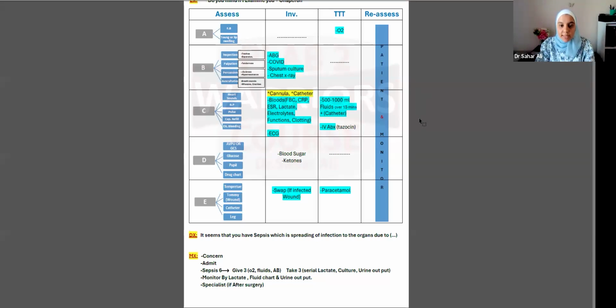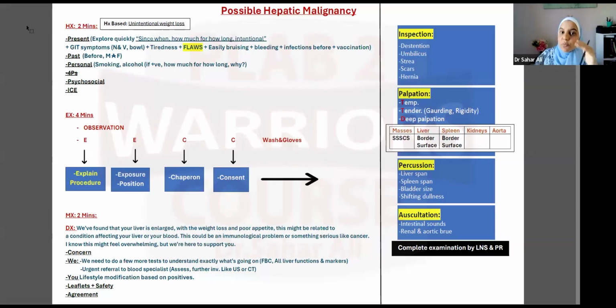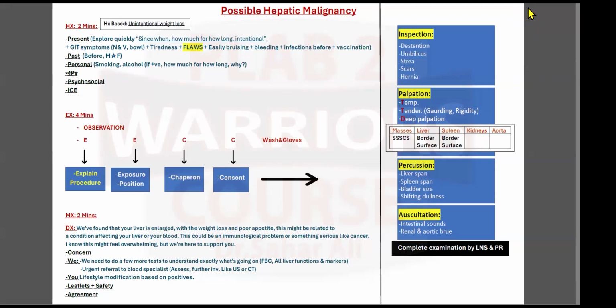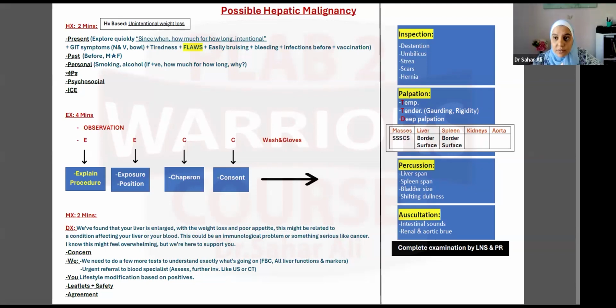Yeah, so we can take another case. So the patient is presenting with weight loss. What are the red flags that you think about in any weight loss? Constitutional symptoms. Cancer, right? Yeah, cancer. And the other differential that you can think about is hyperthyroidism, maybe?